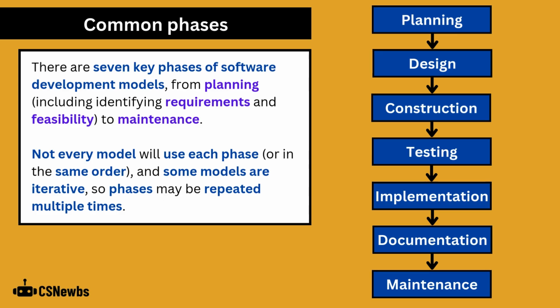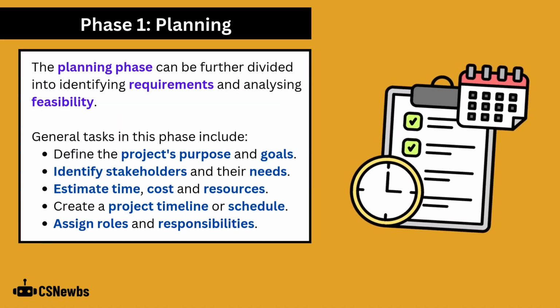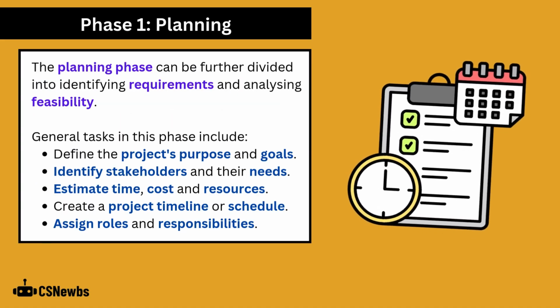There are 7 key phases of software development models, from planning to maintenance. Not every model will use each phase or in the same order, and some models are iterative, so phases may be repeated multiple times. The planning phase can be further divided into identifying requirements and analyzing feasibility.